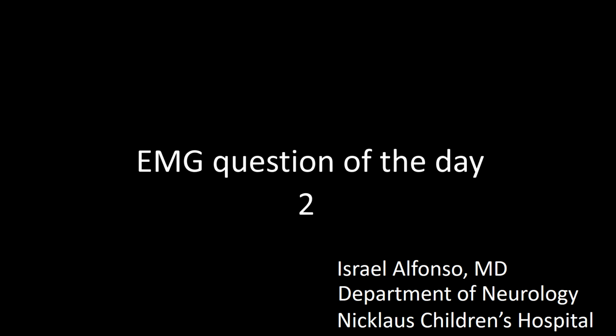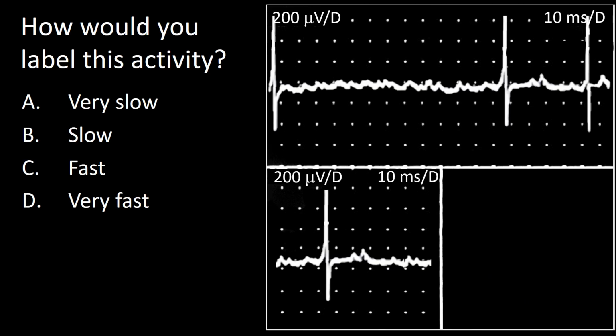EMG question of the day. How would you label the activity in this frame? A. Very slow. B. Slow. C. Fast. D. Very fast.